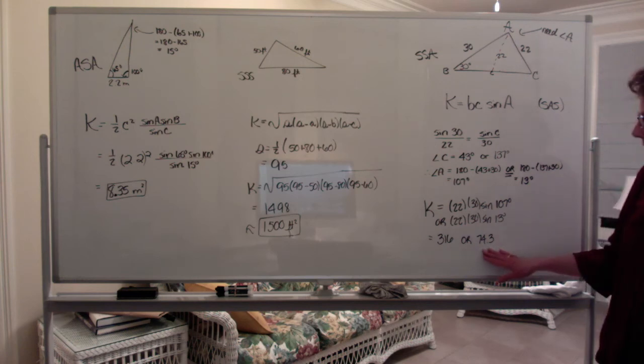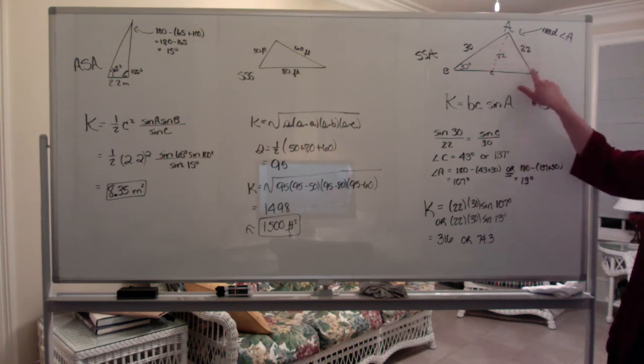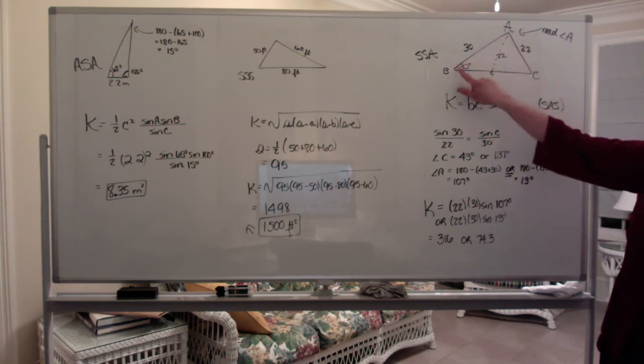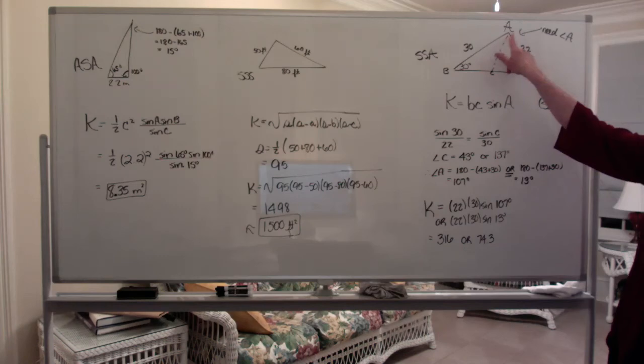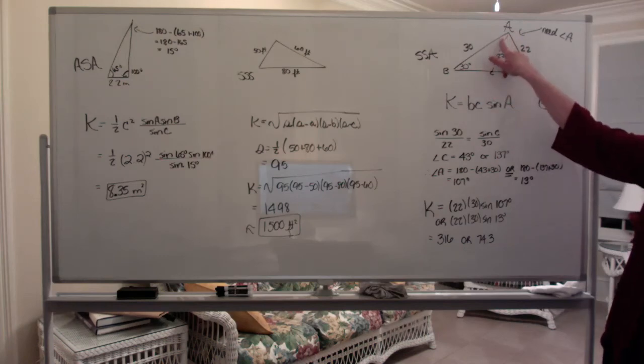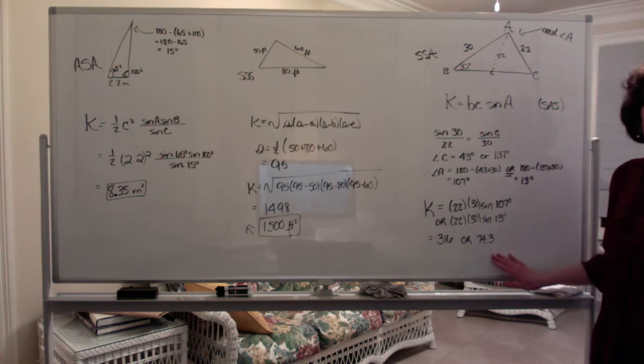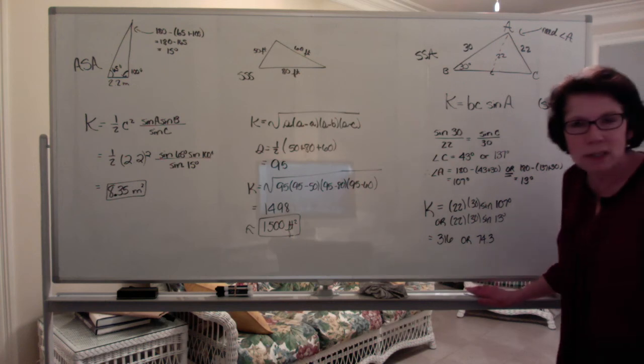And that makes sense, okay? If this is obtuse, and we have this angle here, that's going to have a big area. If I use this scenario where C is obtuse, and this is my small angle, 13 degrees, I'm going to have a smaller area of just 74.3. So watch those sig figs and go ahead and do your assignment.